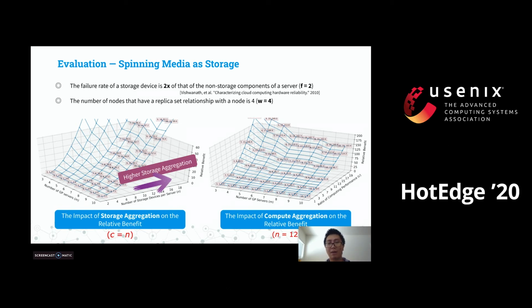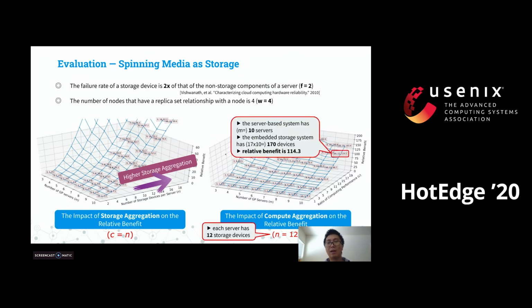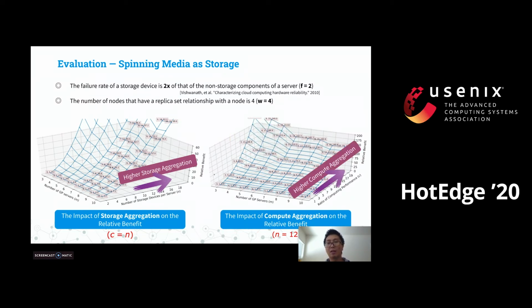The right figure shows the impact of compute aggregation on the relative benefit. In this case, when we compare the server-based system that has 10 servers with the embedded storage system that has 170 devices, the relative benefit is more than 100. As you can see, when we increase the ratio of computing performance, which means we put more and more computing resources in a single server, the result is a significant increment in the relative benefit as well.